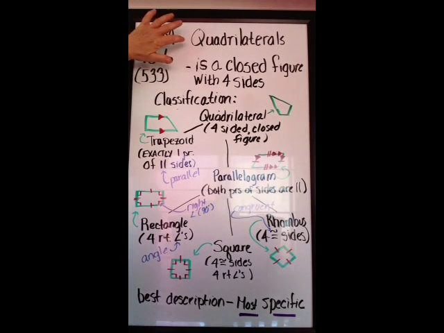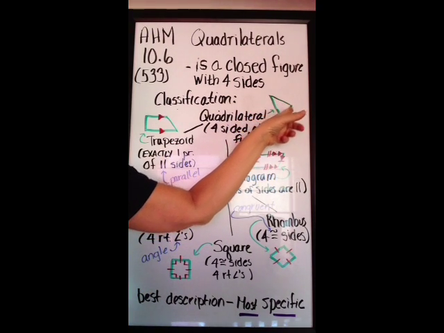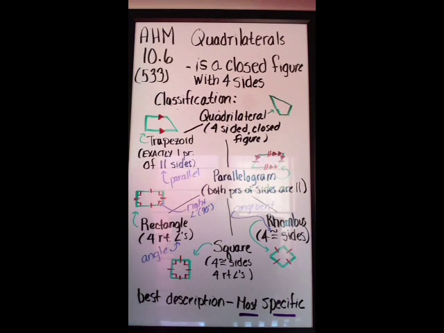Today's lesson is on quadrilaterals. A quadrilateral is a closed figure with four sides. So any closed figure, closed meaning you can draw it without picking up your pencil, any closed figure with four sides is a quadrilateral.